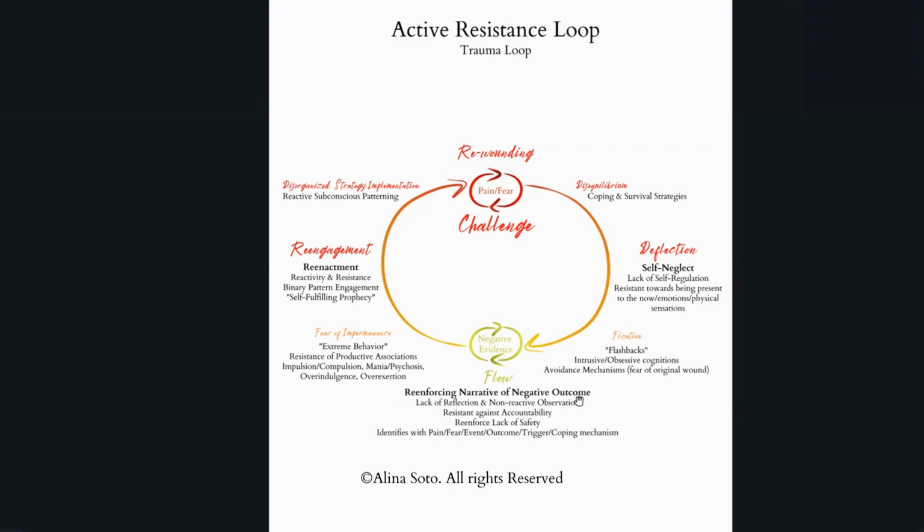We're going to obviously from that not self-reflect. We're going to also not be able to do non-reactive observation. So we may be able to see what went wrong, but we'll tie a lot of negativity or emotionality to those like little gems, basically. And what happens then is we're going to start resisting against accountability. And this can make sense, right?